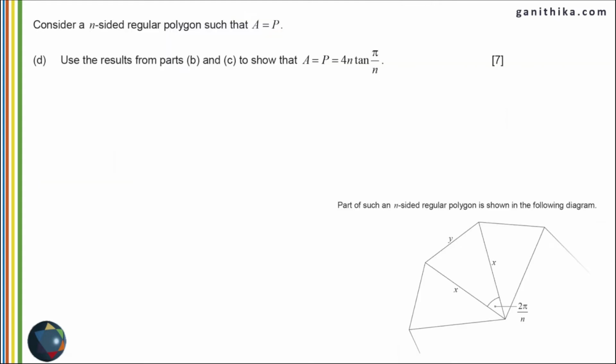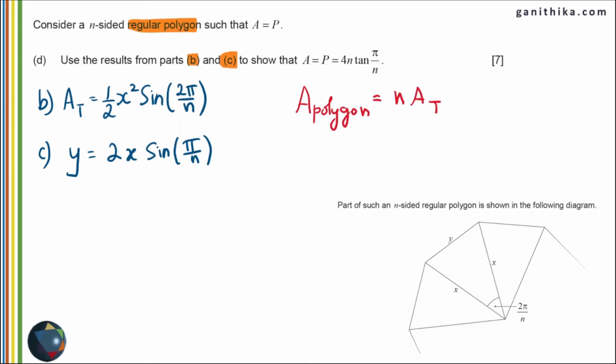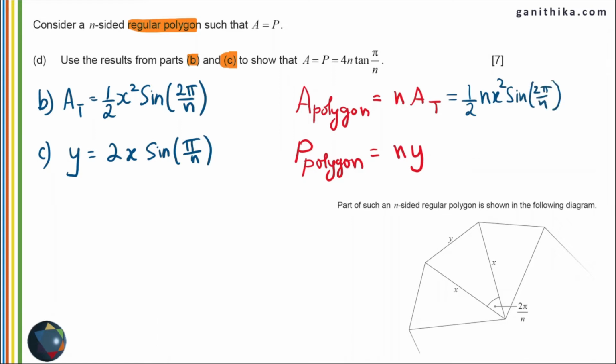Consider an n-sided regular polygon such that A equal to P, again A equal to P, and it is a regular polygon. Using the results from part B, in part B you got the area of each of the isosceles triangles in this way, and in part C you got the expression for y in this way, and A equal to P is going to be the condition. So let's write down what A is going to be, n times AT, and P is going to be n times y. And if you substitute the expressions for AT and y, you will get the expressions for A and P like this.